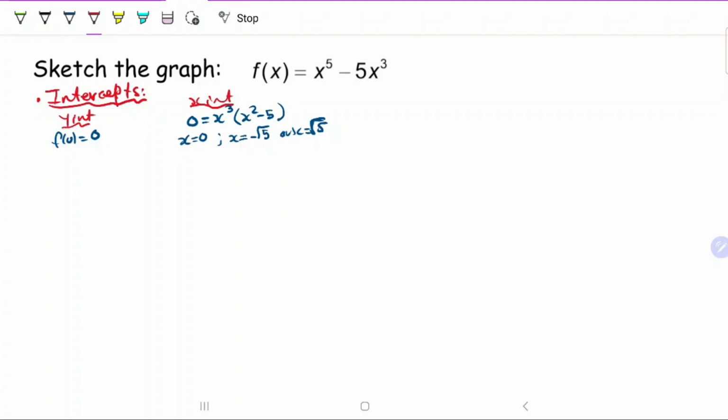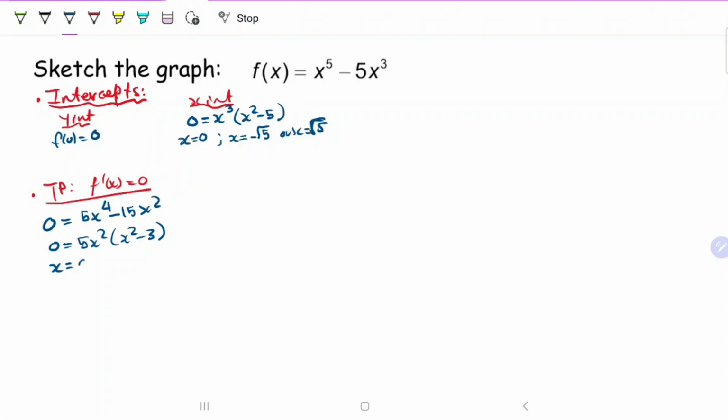Cool. The next thing we want to do is focus on our turning points. We know that at a turning point, the derivative is equal to 0. So what we want to do is take the derivative and make it equal to 0, which gives us 5x to the 4 minus 15x squared. Let's factorize this and solve it. This is x squared minus 3, so it leaves us with 3 turning points: x is 0, x equals minus root 3, and x equals root 3.